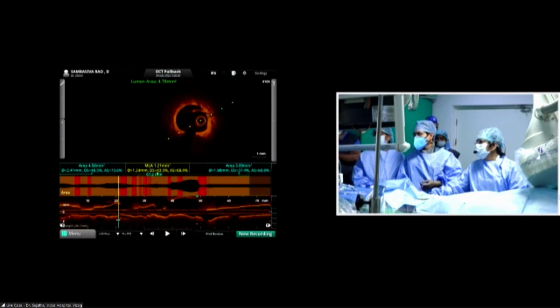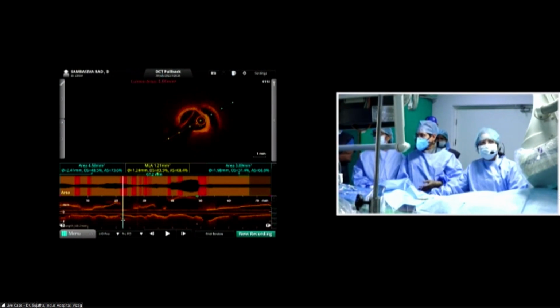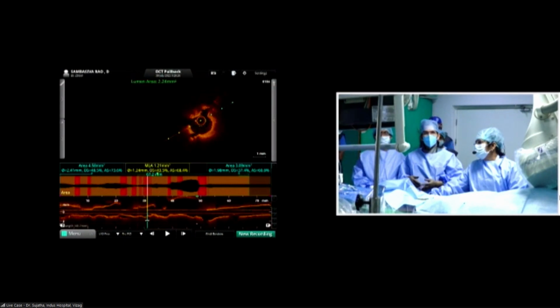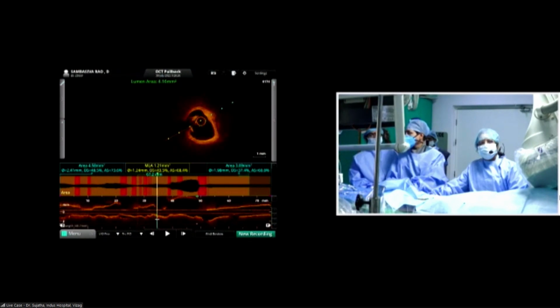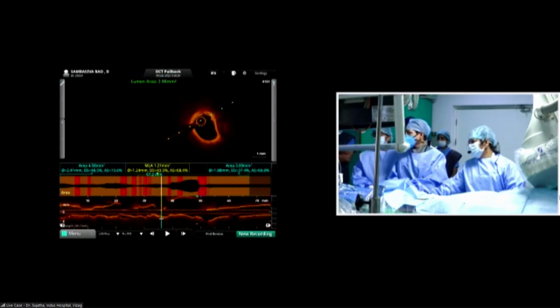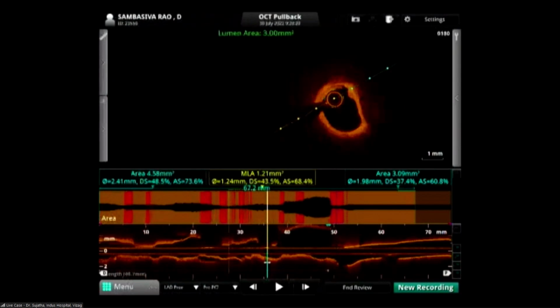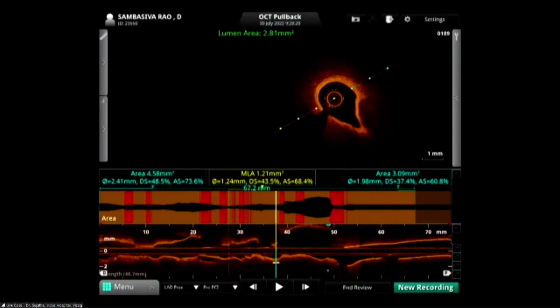So can you see the dissections? Can you see the OCT? Yeah, very well. We can see, madam. And there's definitely a huge amount of calcium. Yes, the score is 4, sir. And we measured. So are we going to stent, or do we need any further preparation strategy?